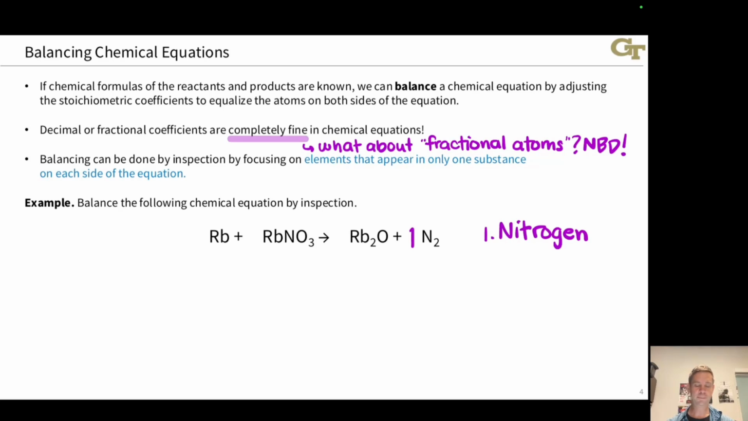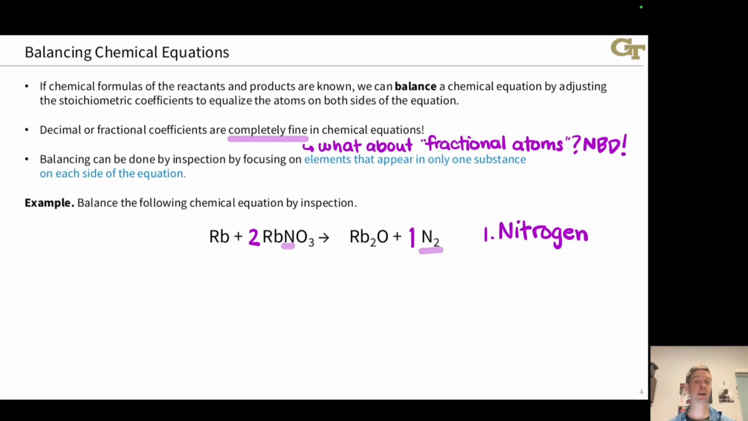Nitrogen only appears in N2 on the product side and rubidium nitrate on the reactant side. And so it only appears in these two species, and since I've got 2 nitrogens over here and 1 nitrogen over here, I know straight away that the coefficient on RbNO3 must be 2. This equalizes the nitrogens on both sides of the chemical equation.